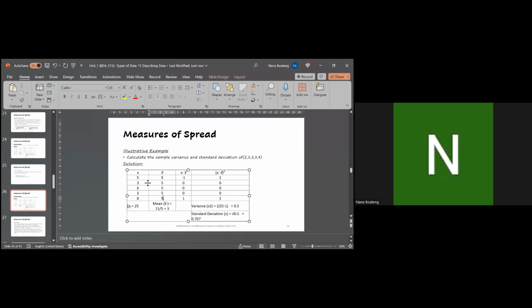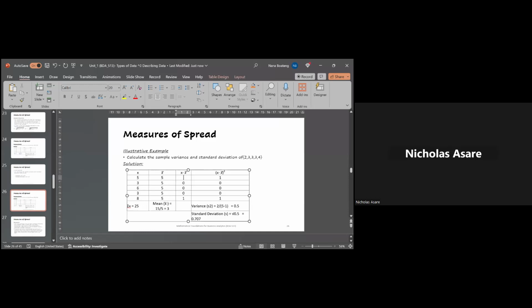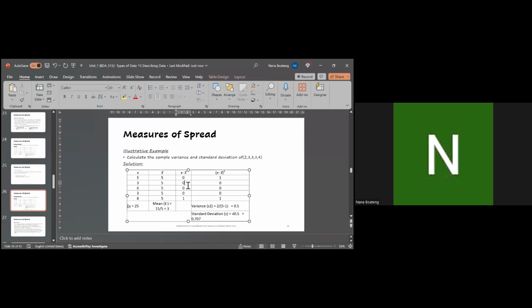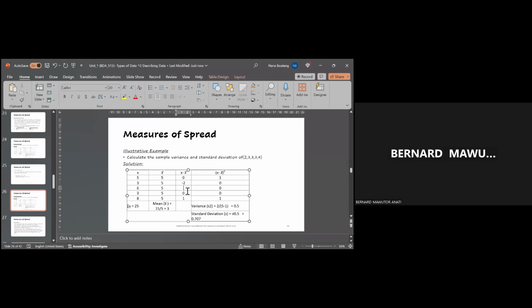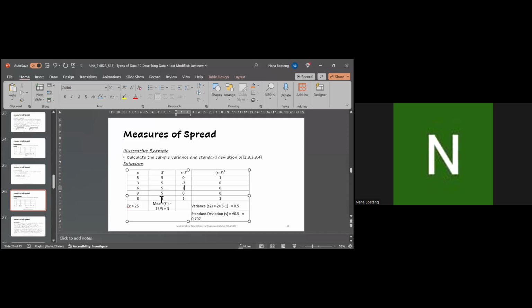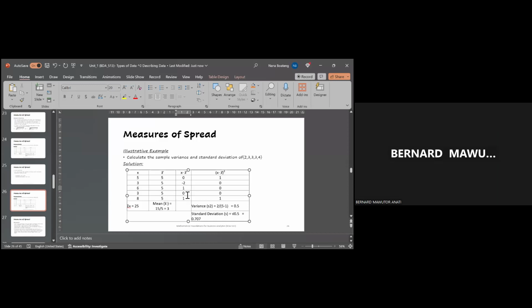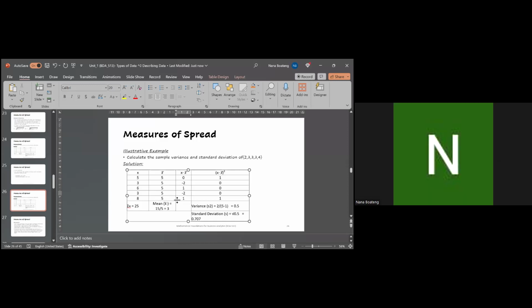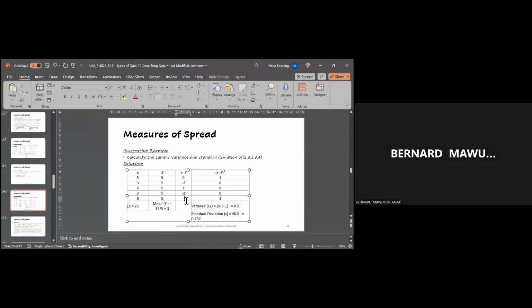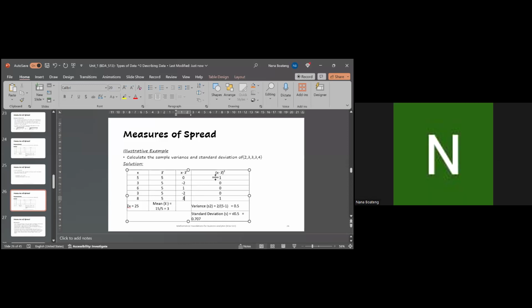Okay, so what is the difference? 5 minus 5 here will be 0. Then 3 minus 5 will be negative 2, yeah? And then 6 minus 5 will be 1. And then 3 minus 5, negative 2. And then 8 minus 5 will be 3. So let's look at the square differences.